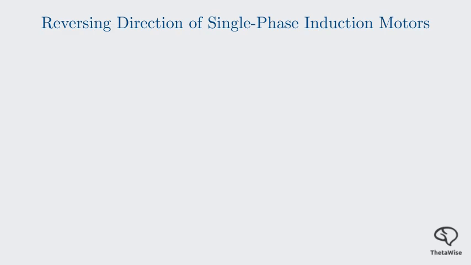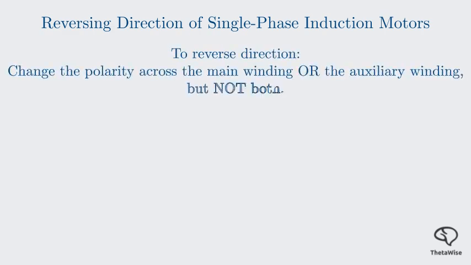on the relative phase of the currents in the main and auxiliary windings. To reverse this rotating field, we simply need to reverse the direction of the current, or polarity, in either the main winding or the auxiliary winding, but not both at the same time. Let's repeat that for clarity. You change the polarity across one of the windings, but not the other.